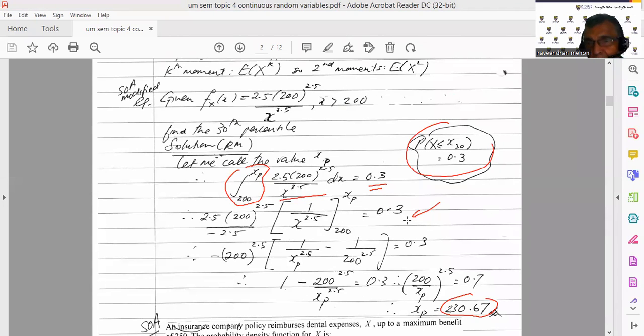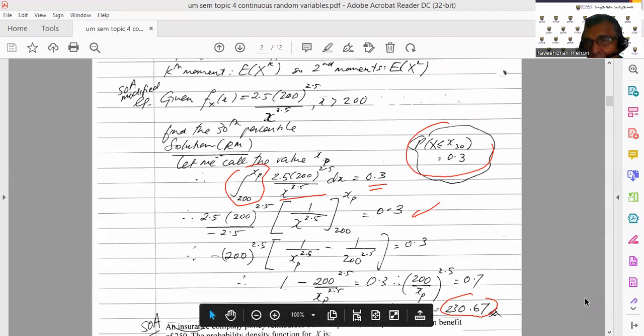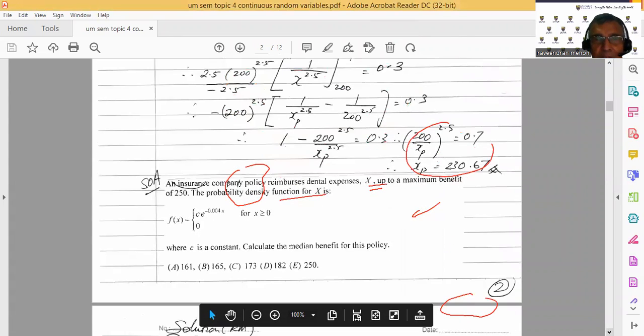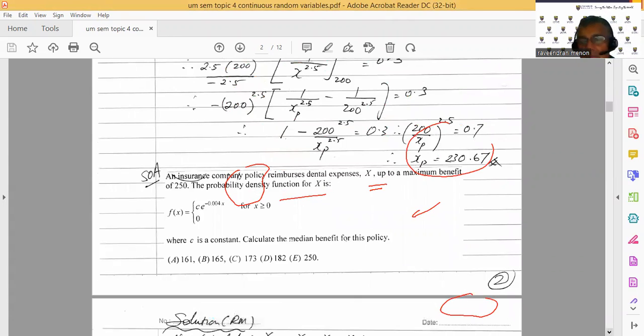One more quick example, which I would like you to do yourself. Okay, one quick example for you to do yourself. Let's just read it. I have the solution on the next page, so there's nothing for you to worry. Okay.